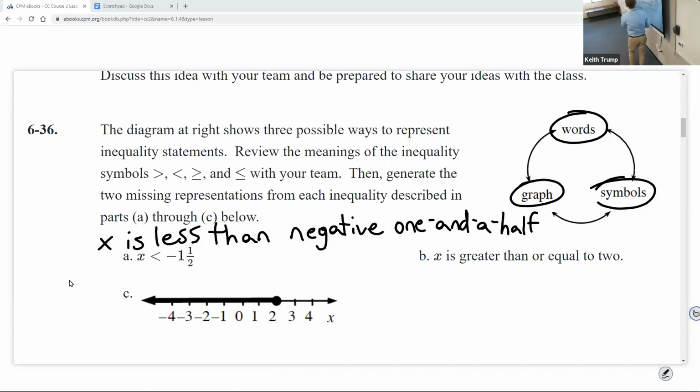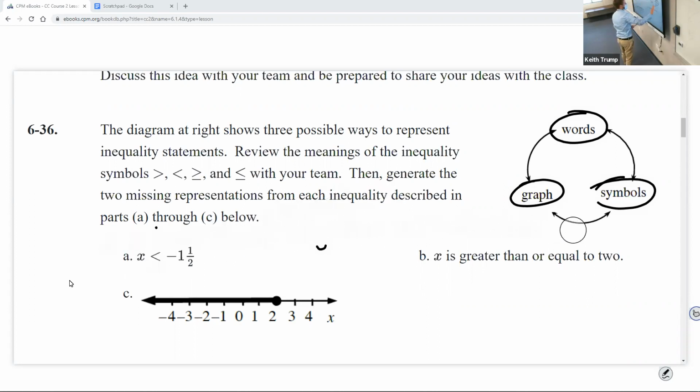Now, if I put a little line underneath this less than sign, it would turn the words into x is less than or equal to negative 1 and a half. So when you put a little line underneath the inequality symbol, it adds in that "or equal to" feature. So that is how you would represent this in words.